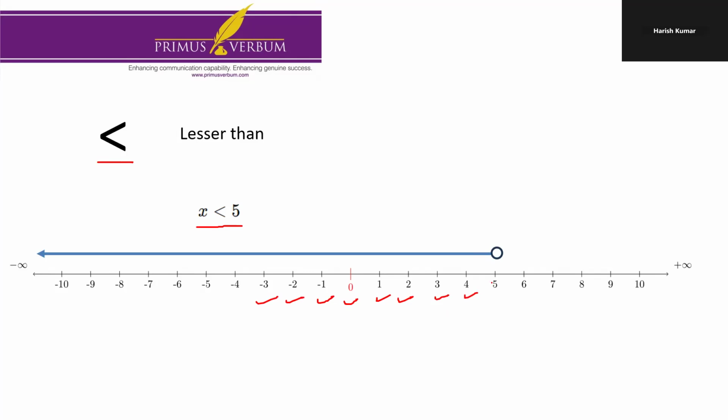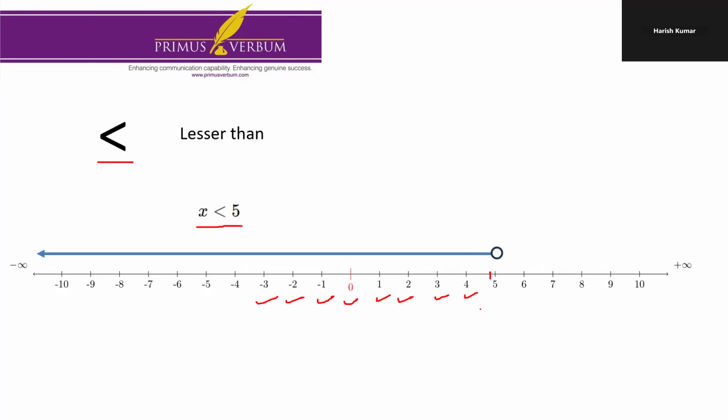So it actually starts at around 4.9 over here and then becomes less and less and less until it becomes minus infinity. And do note that 5 is not included here. 5 is not a value of x. That is exactly why I have put an empty circle above 5. It is not shaded to indicate that 5 is not a value of x. x does not take the value 5, but it takes everything less than 5.